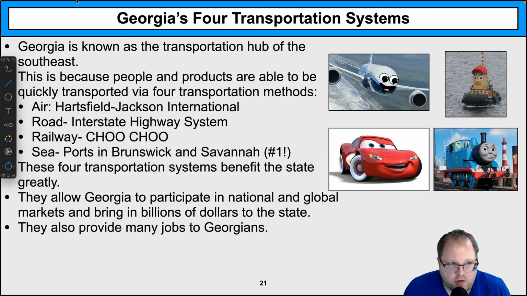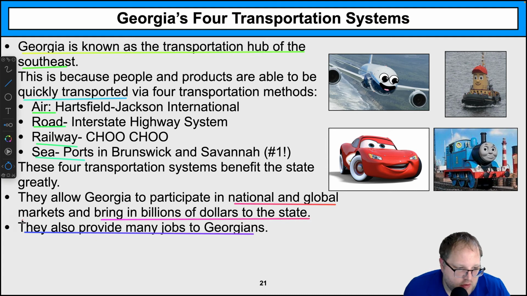Part 4, Georgia's transportation systems. Georgia's 4 transportation systems. Georgia is sometimes known as the transportation hub of the Southeast. This is because Georgia has 4 highly developed transportation systems in air, road, railway, and seaports that allows goods and people to be quickly transported around the state of Georgia and around the country. These 4 transportation systems are a big deal for the state of Georgia. They provide many jobs to Georgians, and they also bring in the opportunity for tax dollars and new places to buy and sell goods for Georgia citizens.